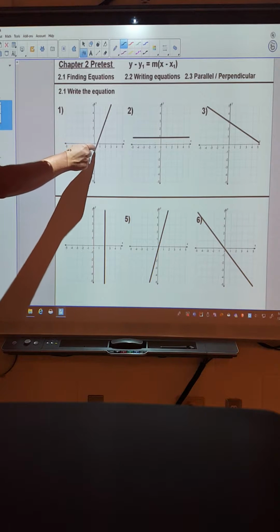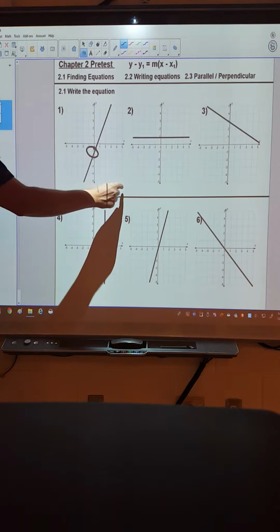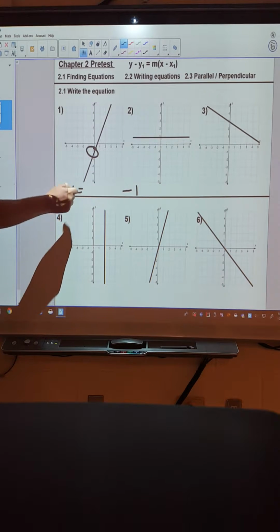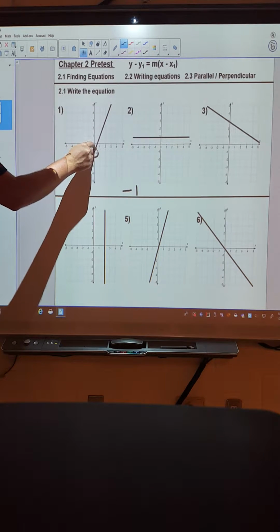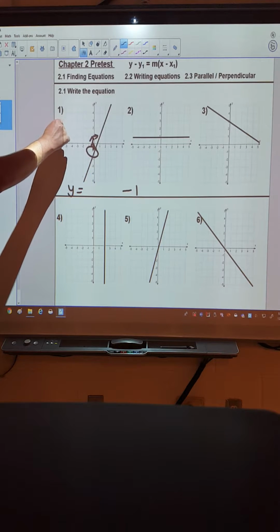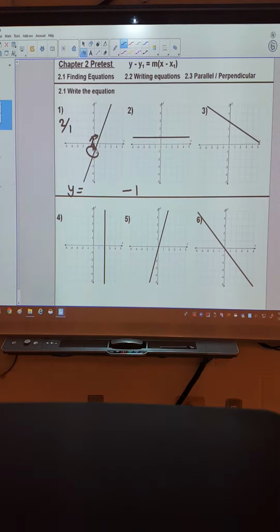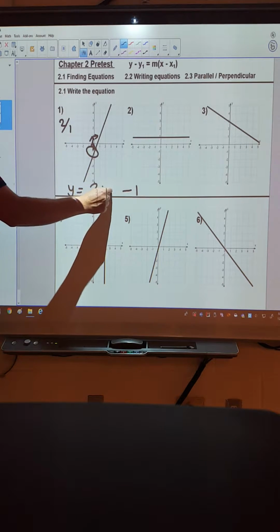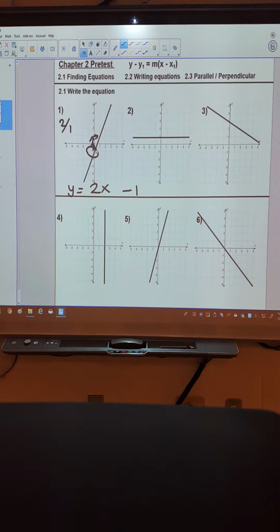So we're going to look for where that y-intercept is, where it crosses the y-axis, and we're also going to try and work out the slope. To work out the slope, we're just going to count the squares. It goes up 2 and across 1. And if we work out what 2 over 1 is, we find that it's 2. And therefore our equation is y equals 2x minus 1.